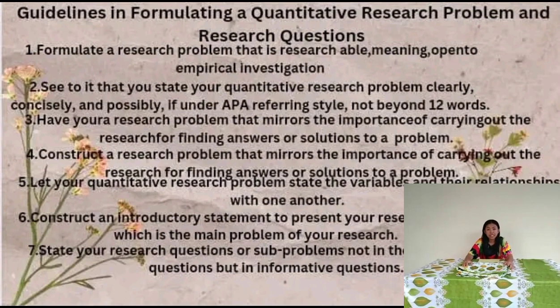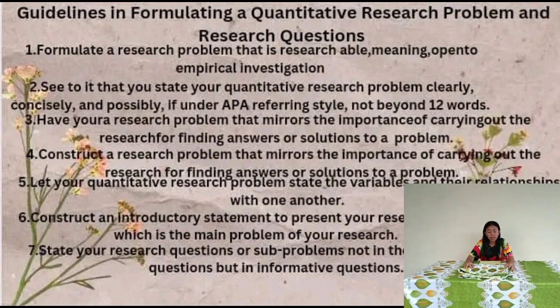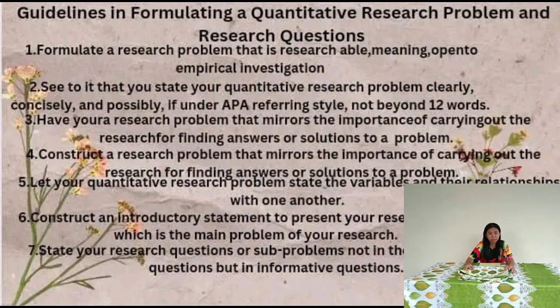There are 8 guidelines in formulating a quantitative research problem and research questions. First, formulate a research problem that is researchable, meaning open to empirical investigations. Second, see to it that you state your quantitative research problem clearly, concisely, and passively. If under APA reference style, not beyond 12 words.